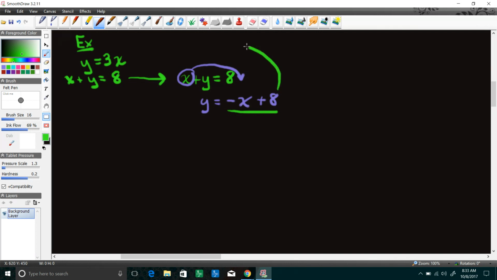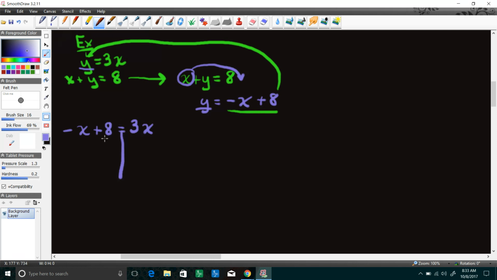So this is going to get substituted right here. Okay, so here's what it looks like. Instead of y, I'm going to write all this. Negative x plus 8 is equal to 3x. And again, the reason I can do this is because this y is the same as this y. So if this y is equal to all this, then I can plug it into here. Okay? And from here, I'm going to go ahead and solve for x.